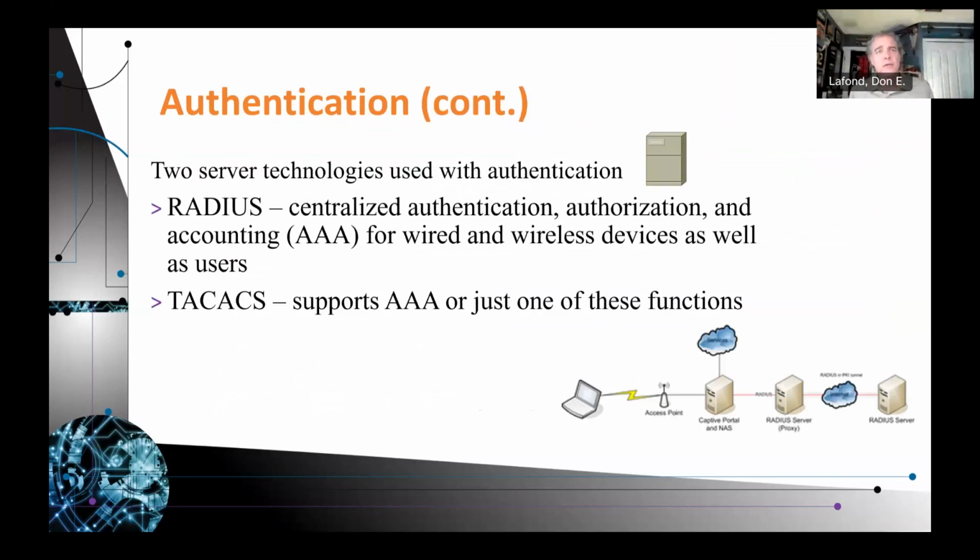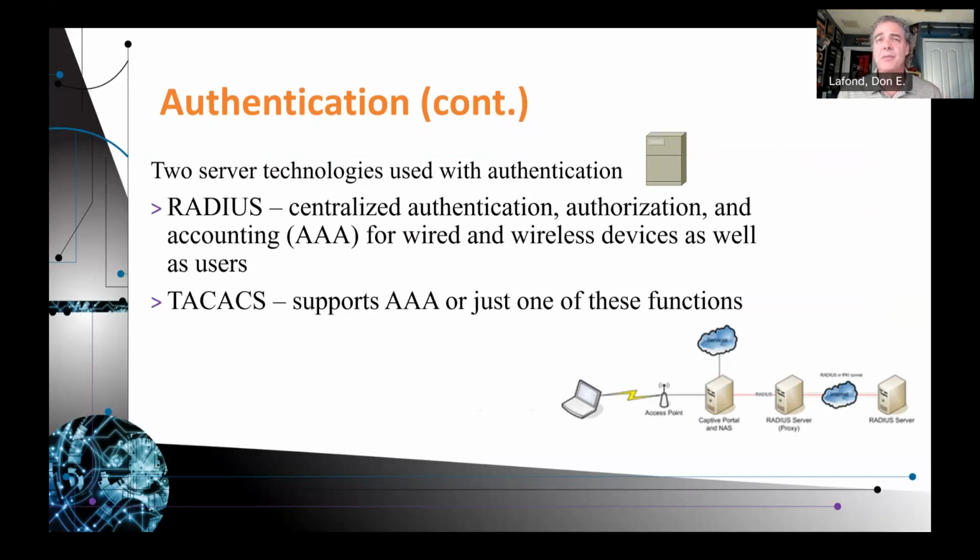Authentication: there are two server technologies used with authentication, RADIUS and TACACS. RADIUS is a centralized authentication, authorization, and accounting. That's the AAA that you're going to hear over and over again in security. AAA is authentication, authorization, and accounting. This will let you know what those are now.